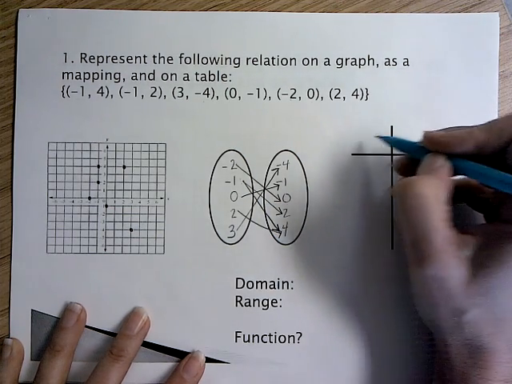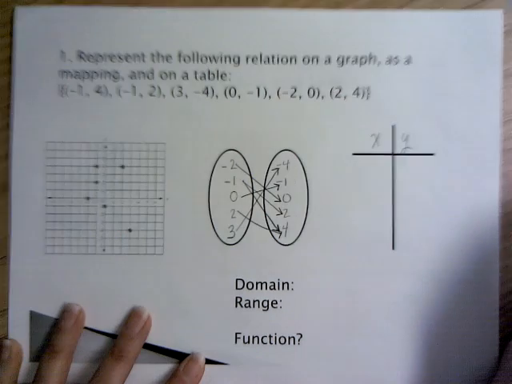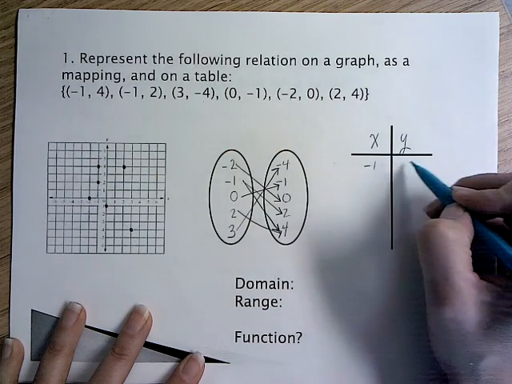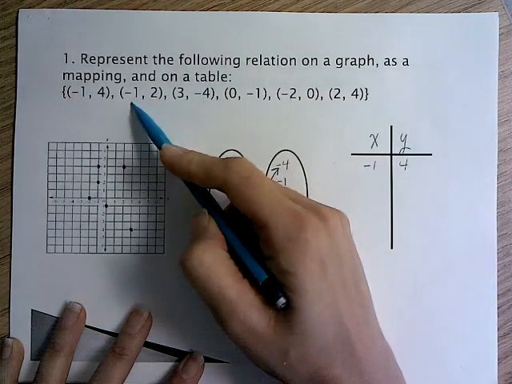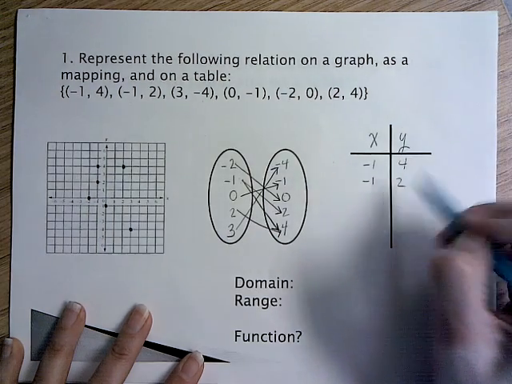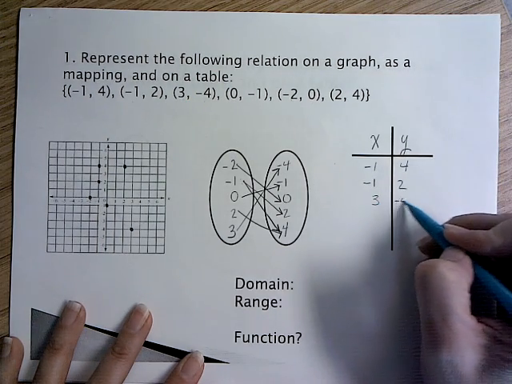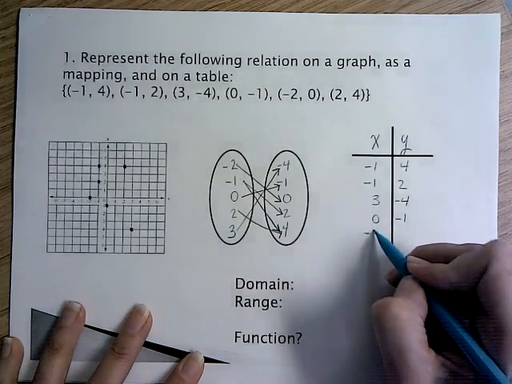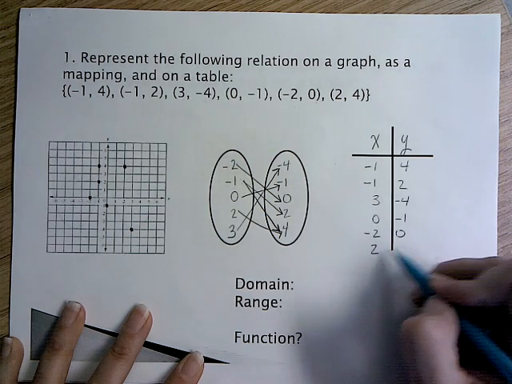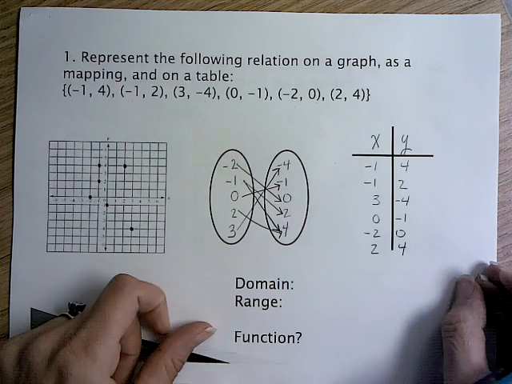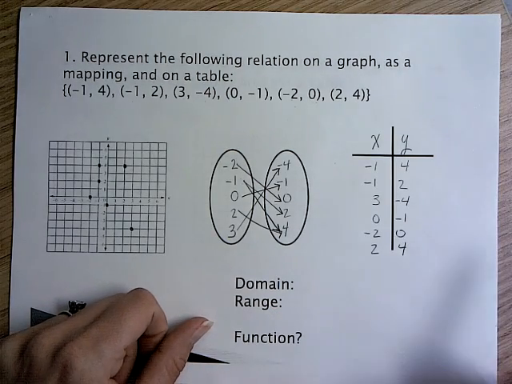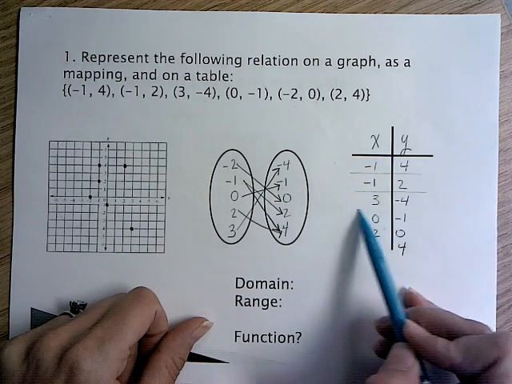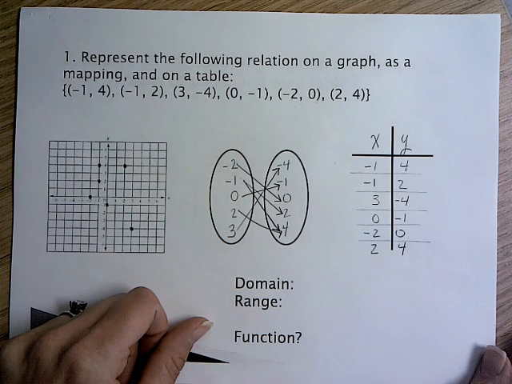On our table, this is just a simple T-chart, x and y. With the table, we can just match things right up as they are. -1 with 4, -1 and 2, 3 and -4, 0 and -1, -2 and 0, and 2 and 4. You have lines on your notebook paper, so that should be nice and tidy for you. But in the event that you don't and you have some organizational struggles, it's okay to draw some lines there. Just keep yourself tidy and organized.